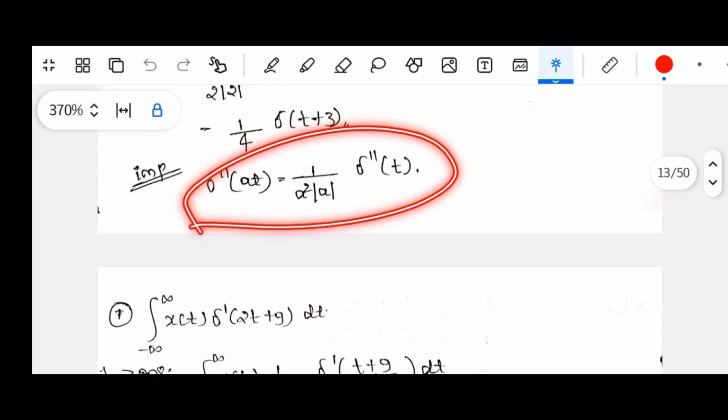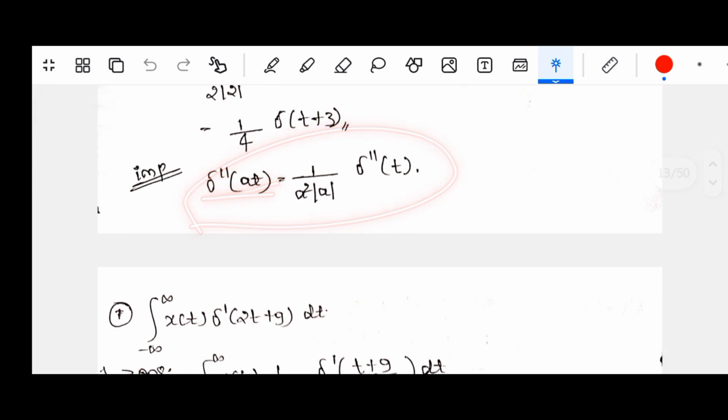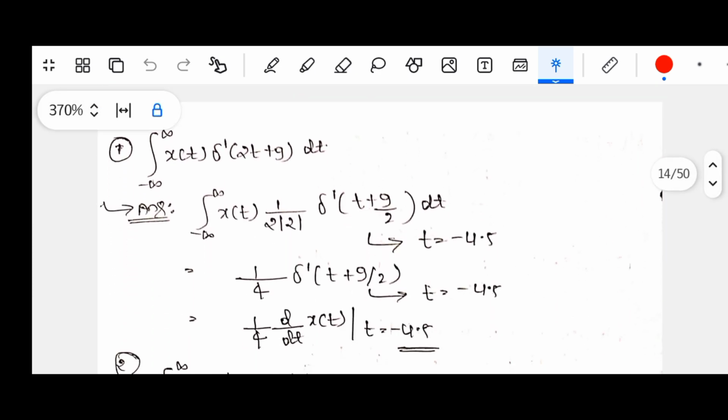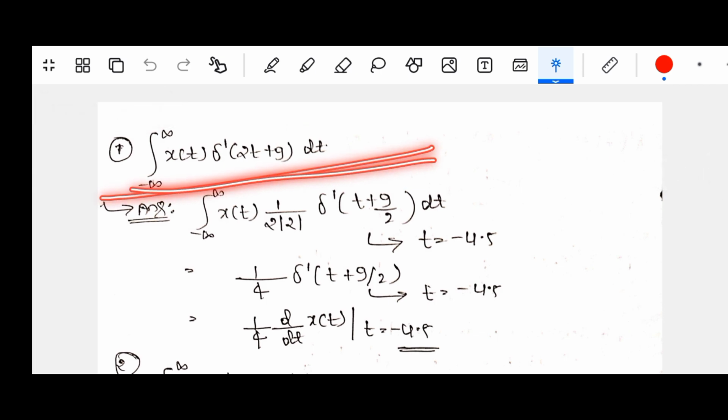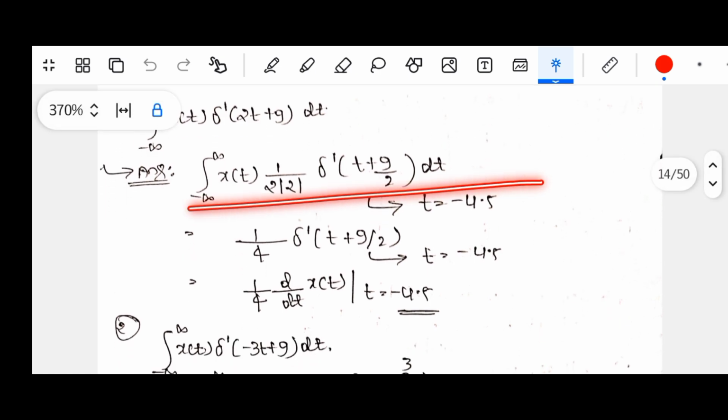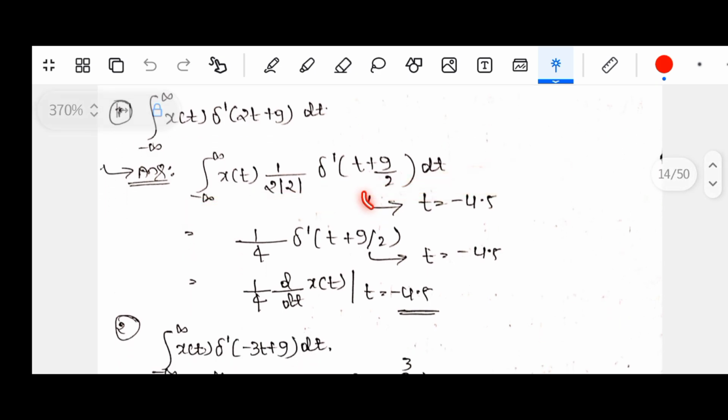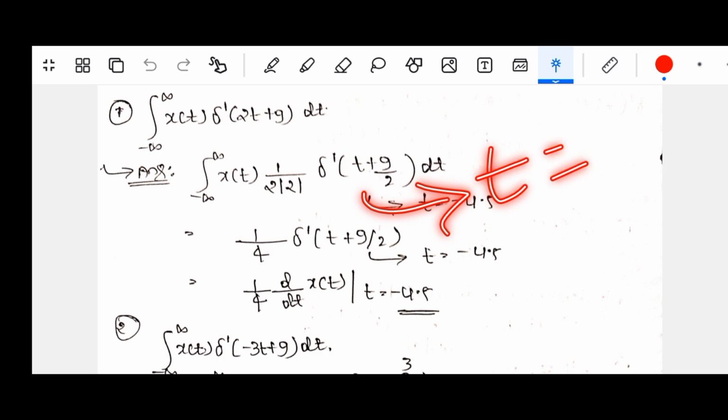So what is the main formula? δ''(at) is equal to 1 divided by a squared into mod a, δ''(t). Let's solve some problems. See this question. Integral from minus infinity to infinity of x(t) into δ'(2t plus 9) into dt. Write this question first. Here the t value location will be minus 9 by 2, that is minus 4.5.